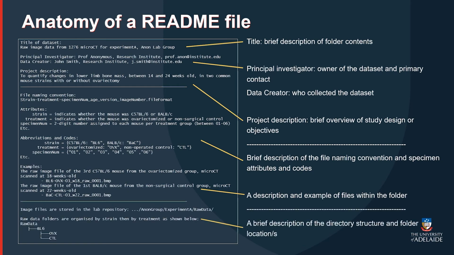Then, in the final section, provide a brief description and example of the directory structure and folder locations. This may include, as an example, the location of the raw data for archiving or long-term storage and organization of subfolders within that parent data folder.